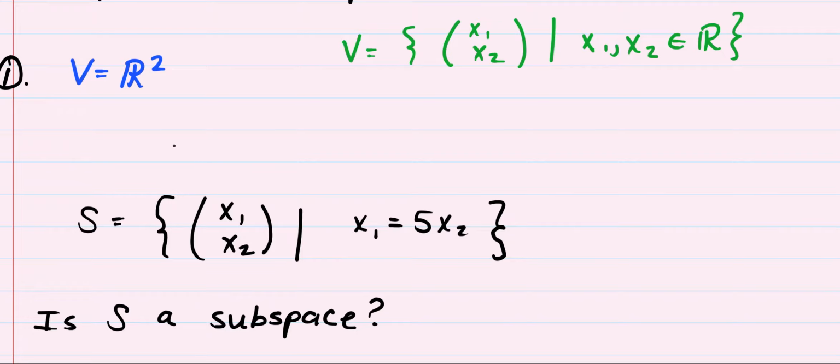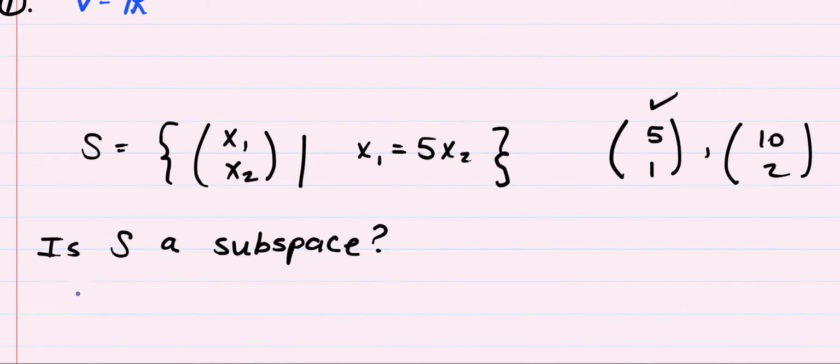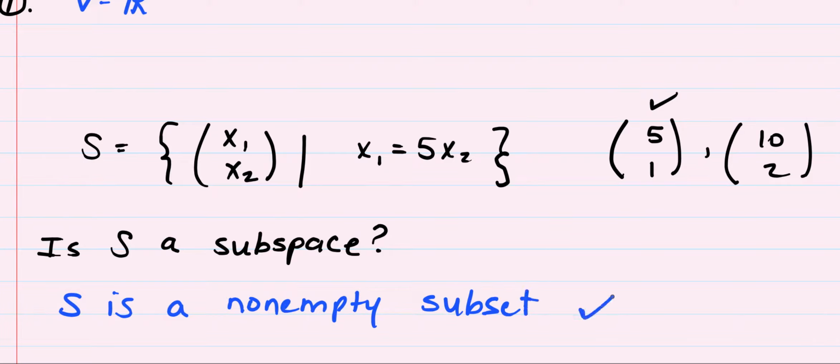So obviously this is a subset of V, because look, the vectors are in R2. This doesn't change that these entries are in R. It's just x1 is equal to 5x2. So examples of things that could be in this subset are (5, 1), (10, 2), and so on. If I just plug in 1 for x2, I'll get 5. And you can see that they're in V. And you can see that it's non-empty because this is a vector inside S. So let's write this down. S is a non-empty subset. So this is satisfied. That was one of the first things we had to check.